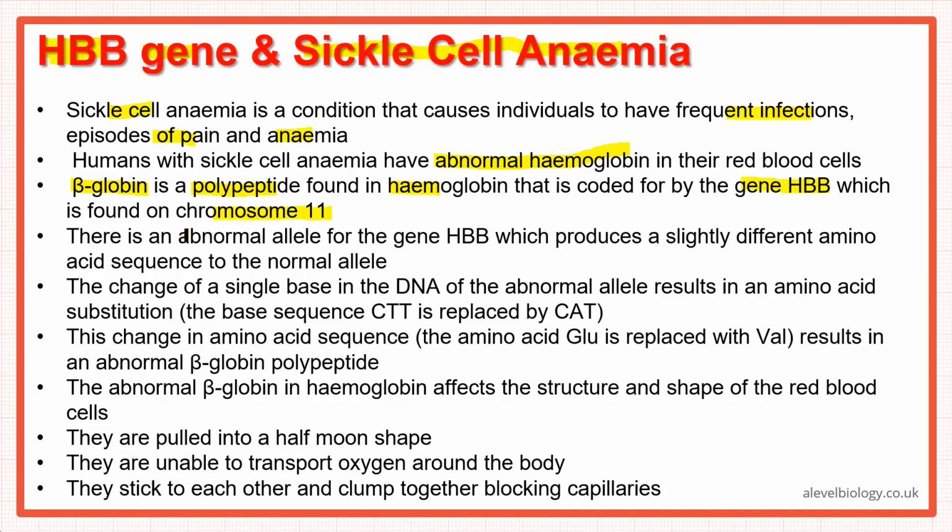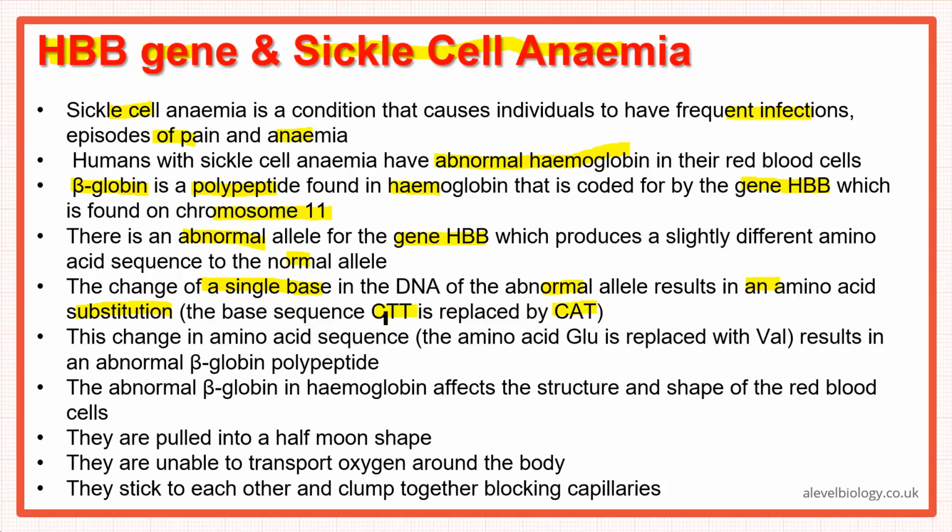So if there is an abnormal allele for this gene HBB, what will it do? It will produce a slightly different amino acid sequence to the normal allele, right? Because of that, there will be a change in the DNA base sequence, okay? And it will result in an amino acid substitution. So sickle cell anemia is an example of a substitution mutation, right? And what happens is that the base sequence CTT is replaced by CAT.